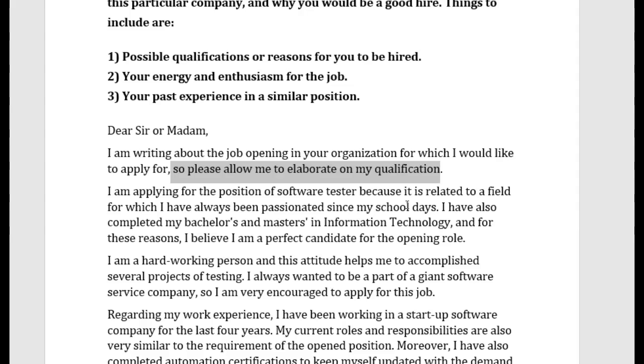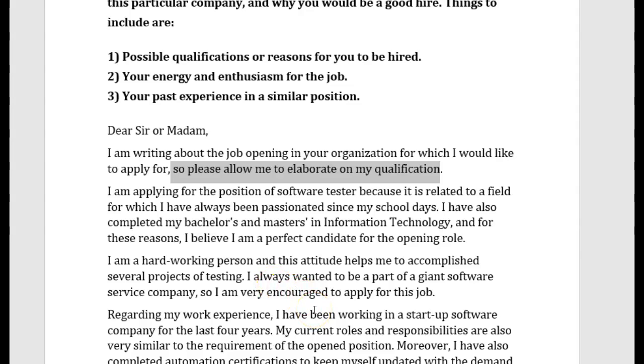Okay? I have also completed my bachelor's and master's in information technology, and for these reasons, I believe I am a perfect candidate for the opening role. Now, this is okay except for your word here, opening, which is incorrect. It should be for the available role, or for the opening, full stop, without the role. I am a hardworking person, and this attitude helps me to accomplish, without that ed, several projects of testing. I always wanted to be a part of a giant software service company, so I'm very encouraged to apply for this job.